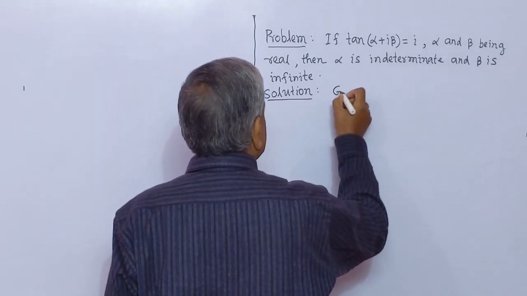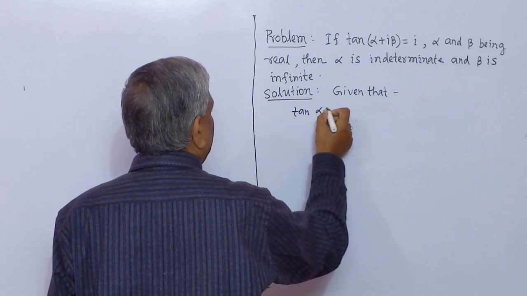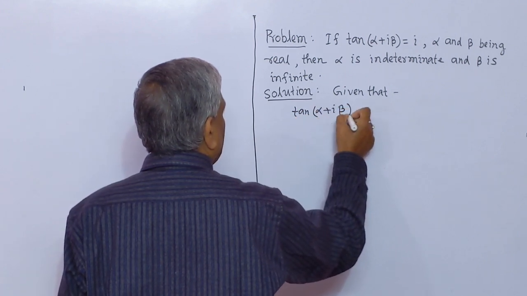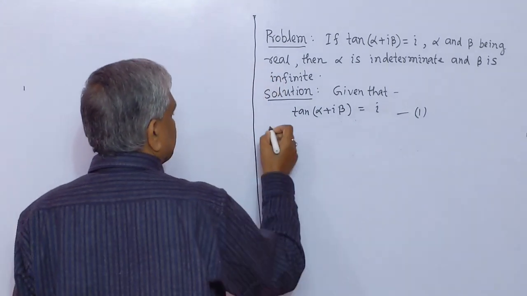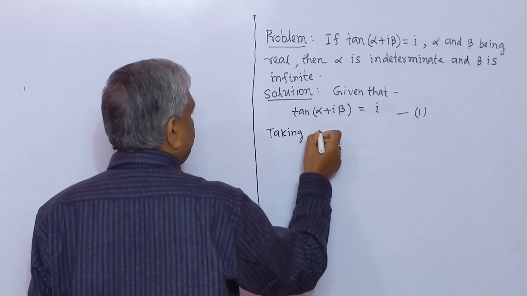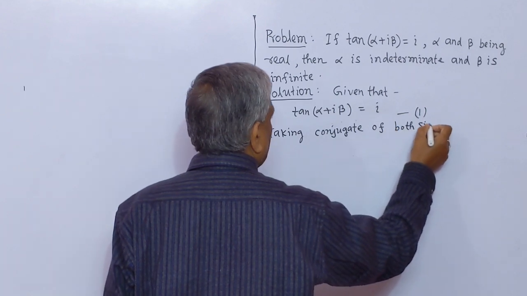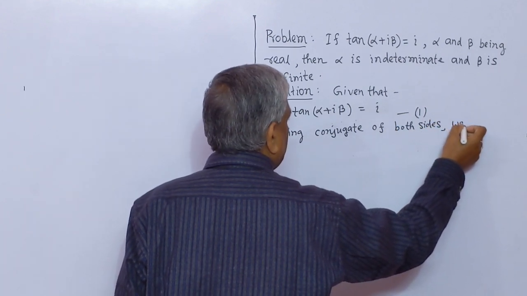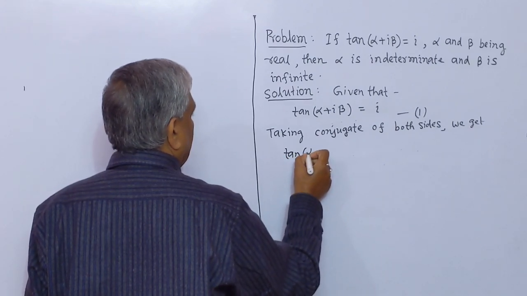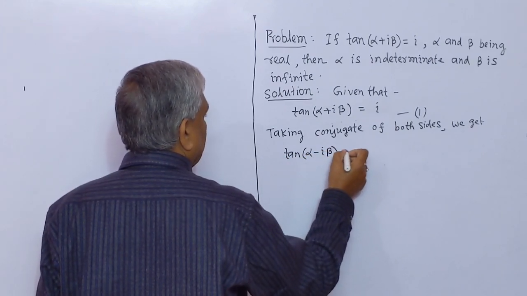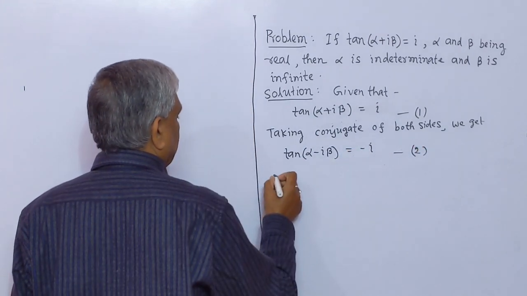Given that tan(α + iβ) = i. This is number 1. Taking the conjugate of both sides, we get tan(α − iβ) = −i. This is number 2.